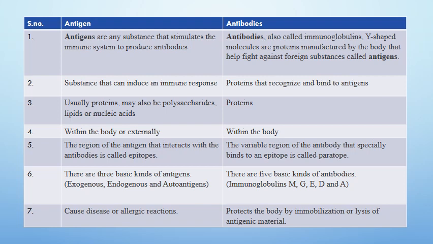Antigens have regions. The region of antigen that interacts with the antibody is known as an epitope. But the variable region of the antibody that specifically binds to an epitope is known as a paratope. There are three basic kinds of antigen: exogenous, endogenous and autoantigen. There are five basic kinds of antibodies: IgG, IgM, IgE, IgD and IgA. Antigens cause disease or allergic reaction. Antibodies protect the body by immobilization or lysis of antigenic material.